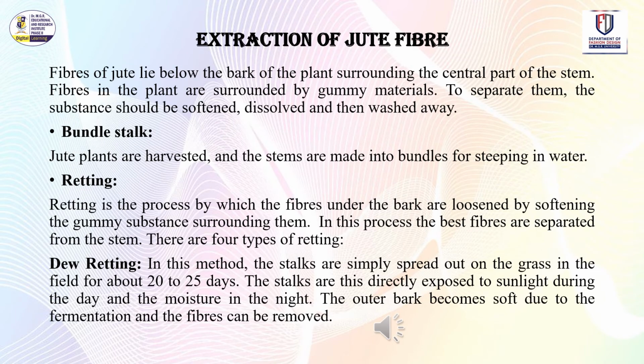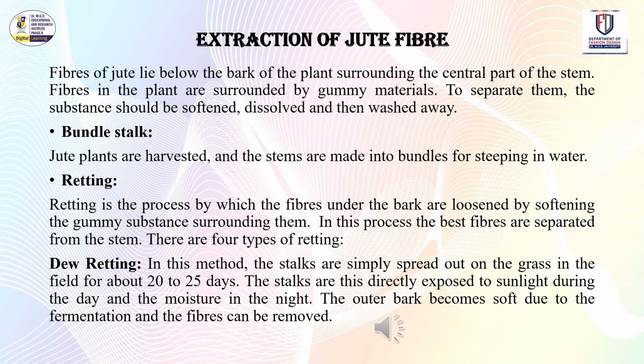Extraction of the jute fibers. The fibers of the jute lie below the bark of the plant, surrounding the central part of the stem. The fibers of the plants are surrounded by gummy materials. To separate them, the substances should be softened, dissolved and then washed away. Bundle stalks. Jute plants are harvested and then the stems are made into bundles for steeping in water.